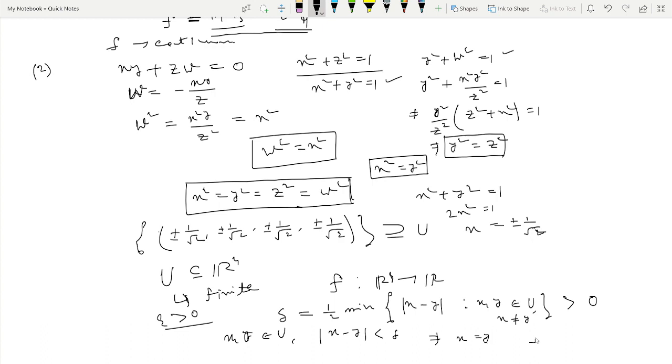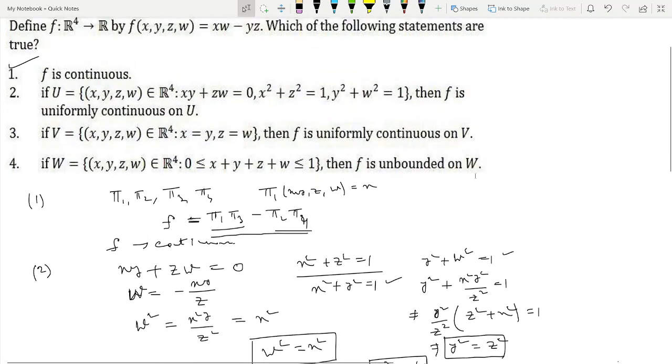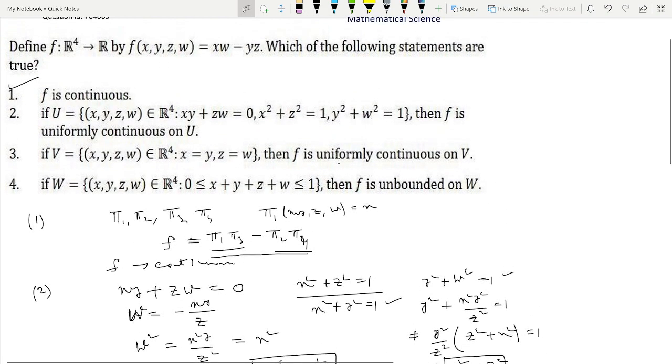So now we surely have f x minus f y, which is actually f x minus f x, equal to 0, less than epsilon. So for any arbitrary epsilon, we can find a delta such that mod x minus y less than delta implies mod f x minus f y less than epsilon. So f is uniformly continuous on U. This is the proof of option 2. So if it's uniformly continuous on U, option 2 is the correct option.